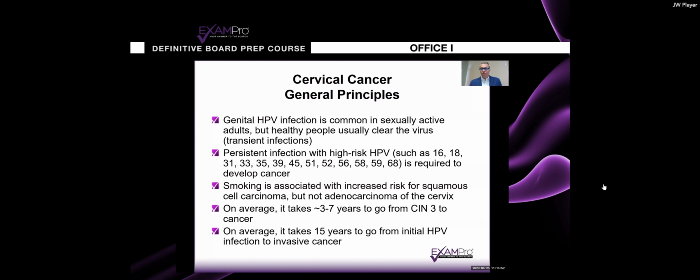3 to 7 years to go from CIN3 to cancer, approximately 15 years to go from initial HPV acquisition to invasive cancer. This is comforting for us because it gives us a window of time in which to assess patients, make the diagnosis, and treat them to prevent cancer. But it also is important to keep patients on a regular screening protocol so that they don't fall outside of the normal window and end up with a prolonged period with no surveillance where their risk potentially is increased because of the timeline that's involved here.